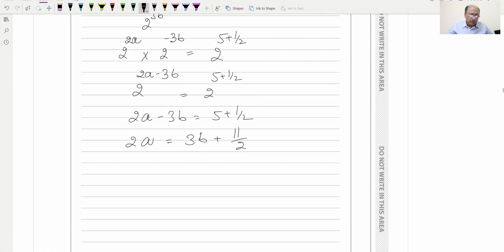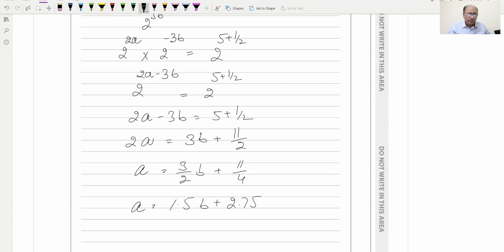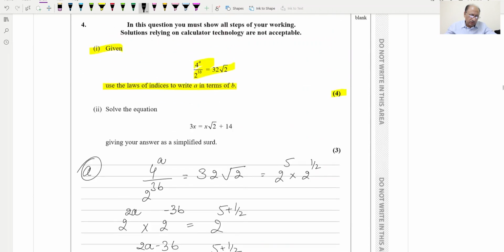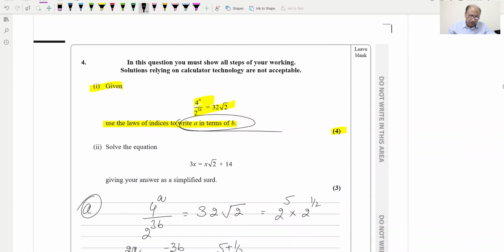And now we can divide everything by 2. So A will be equal to 3 by 2 B plus 11 by 4. We can write 3 by 2 as 1.5B, and 11 over 4 in decimal format will be 2.75. So this will be our answer. They are saying write A in terms of B, and we have done that.